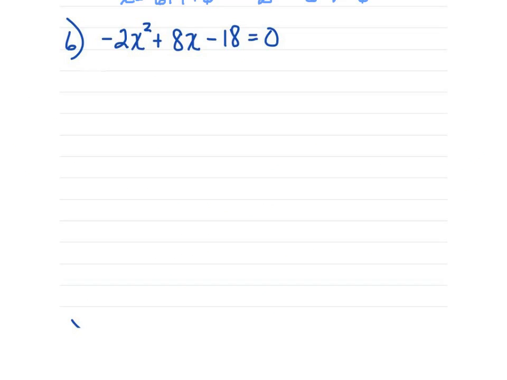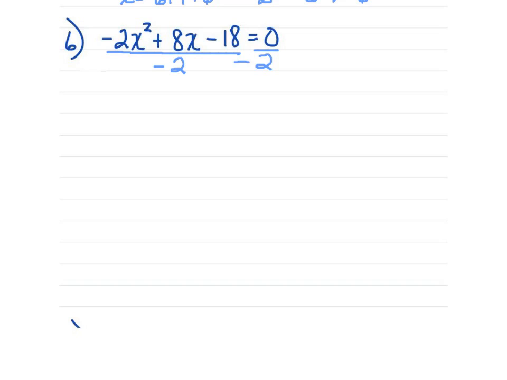Okay, number 6. Copy this one down. Negative 2x squared plus 8x minus 18 equals 0. Notice that with this one, although we can first go ahead and remove the 18, even if we do that, we don't have the form x squared plus bx. So we first need to get rid of that negative 2 coefficient. So the first step we're going to take is divide every term by negative 2. Whatever we do to one side, we'll do on the other.